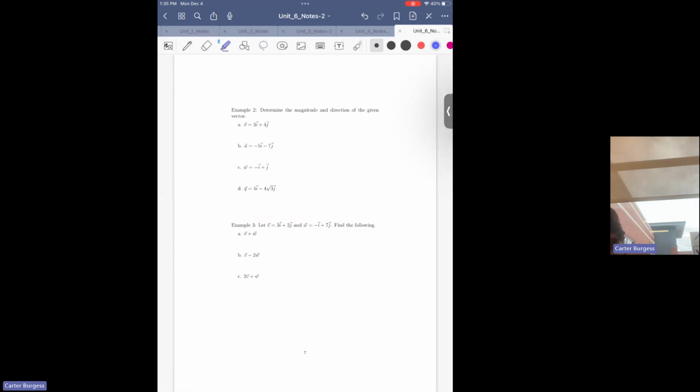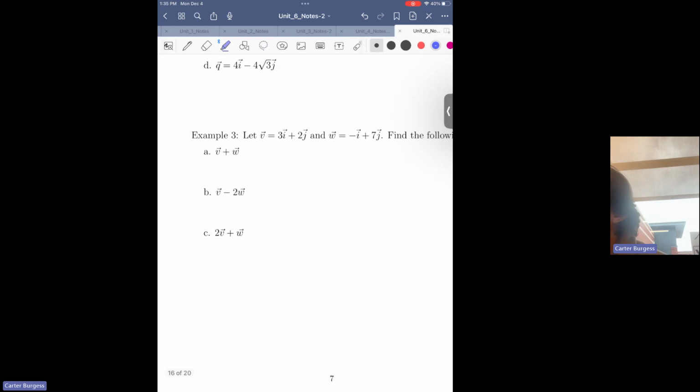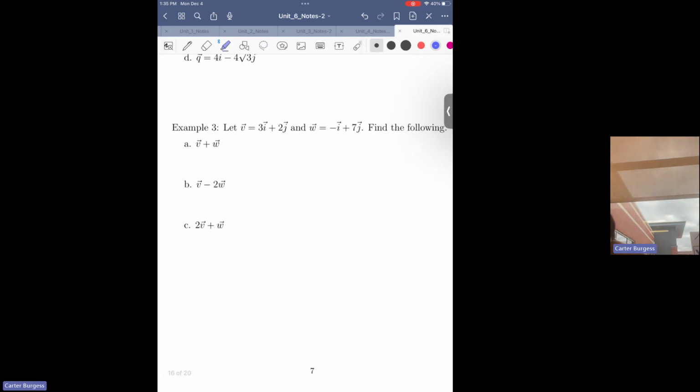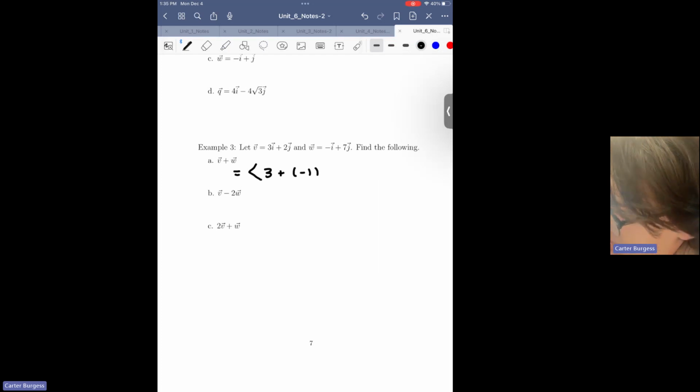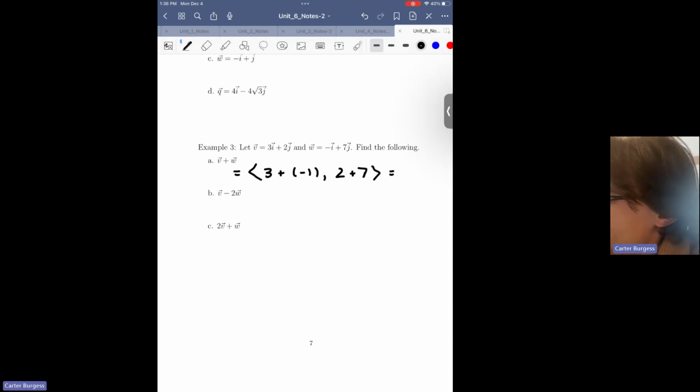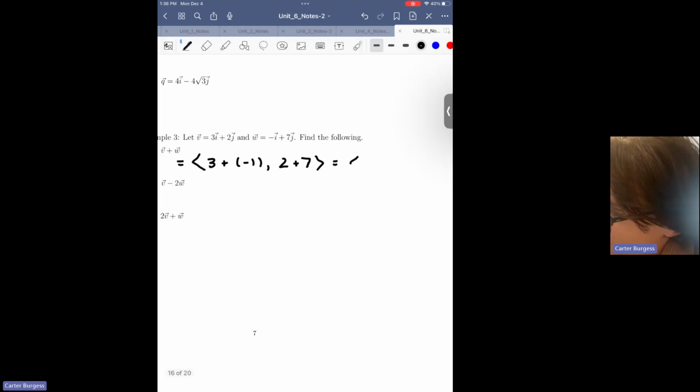All right, let's take a look at example 3 here. In this case, we are given two vectors, vector v defined as said and vector w as well. We'll start with A. We are trying to find v plus w. Very, very simply, we are taking the sum in the x direction. So this is 3 plus, in this case, -1. And the sum in the y direction, in this case, 2 plus 7. To arrive at our new vector, you could either write this in the ij form or in the component form. We'll say that this is the vector 2, 9.